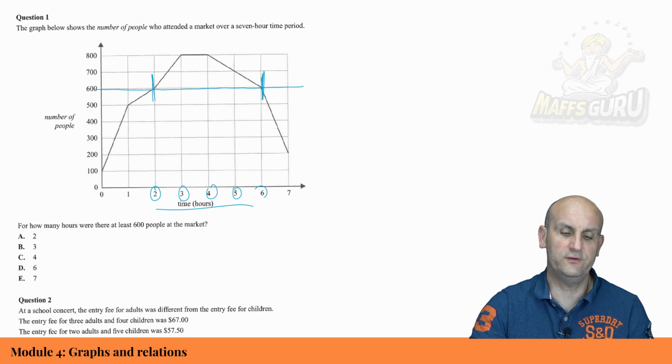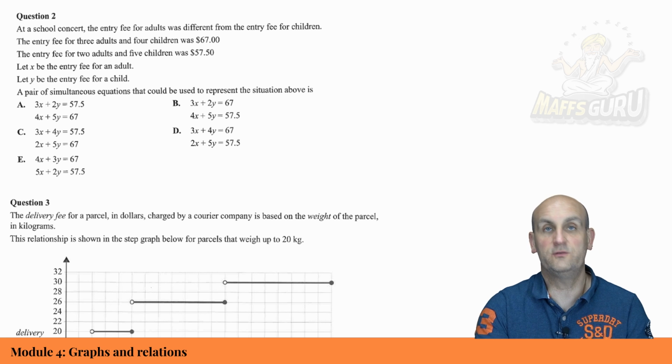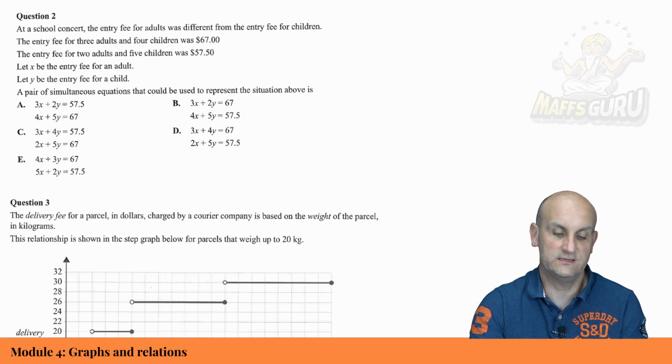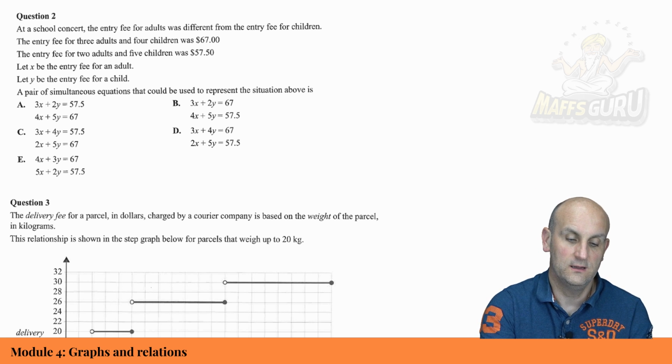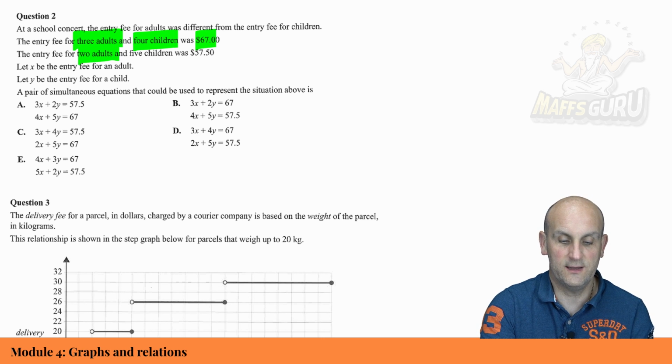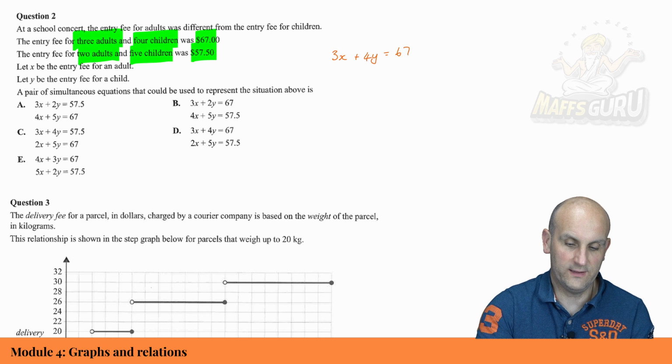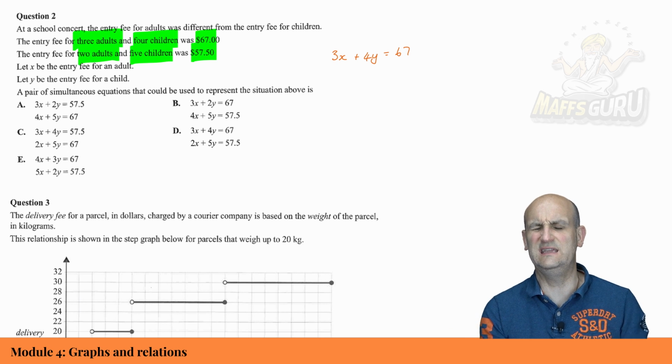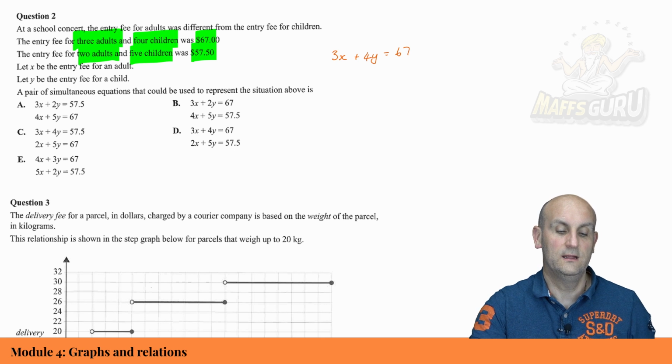School concert, the entry fee for adults, blah, blah, blah. So this was creating a set of simultaneous equations. We knew that we had, what did it say? 2 adults and 4 children was one sum. 2 adults, 5 children was another sum. And so, bearing in mind they wanted adults to be x, we had 3x plus 4y is equal to 67. And we had 2x plus 5y was equal to 57.5. Comparing that gave D as the correct answer.